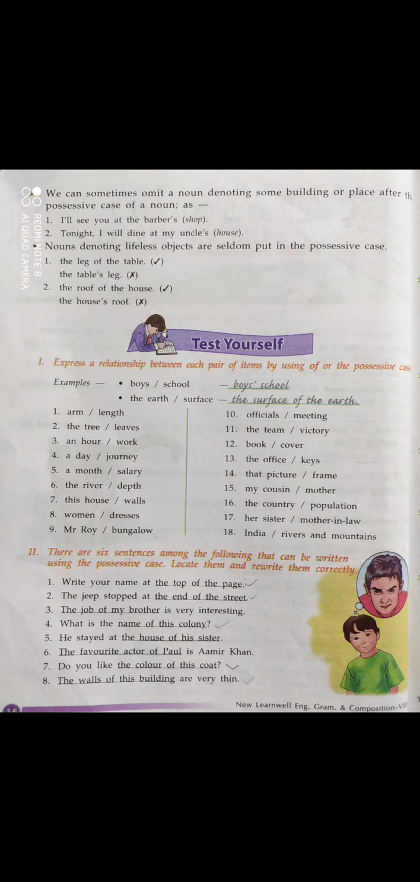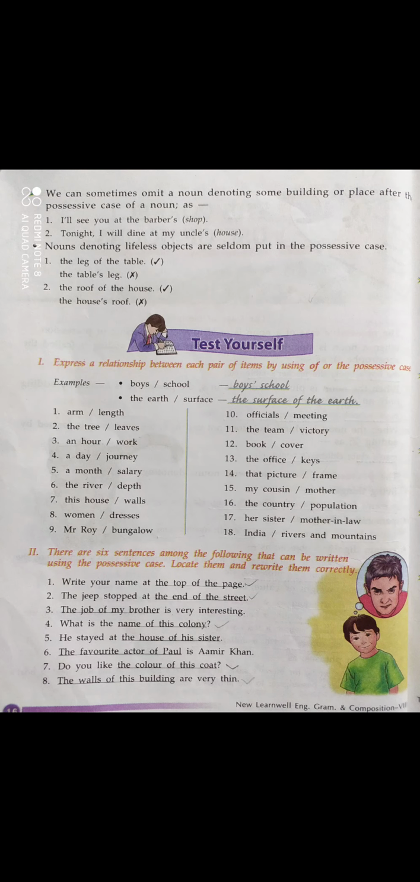Arm length, basically arm is not a whole living person, it is a part of the body, so we cannot say arm's length; we say the length of the arm. Now the tree's leaves. Here the tree is an inanimate, lifeless object, so we cannot use the possessive case with tree. It is better to say leaves of the tree.